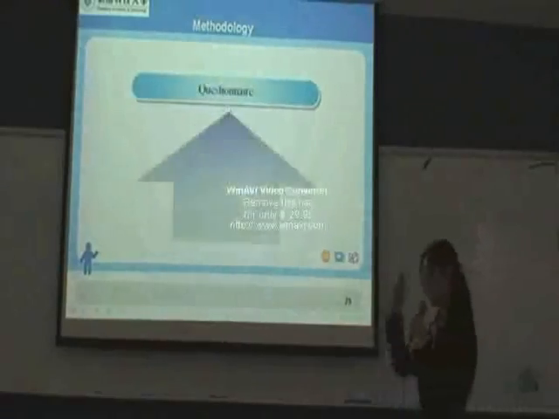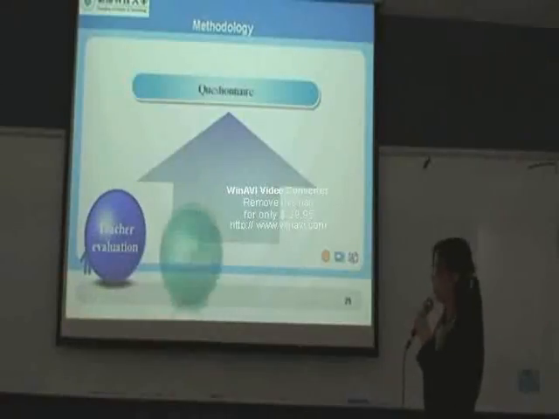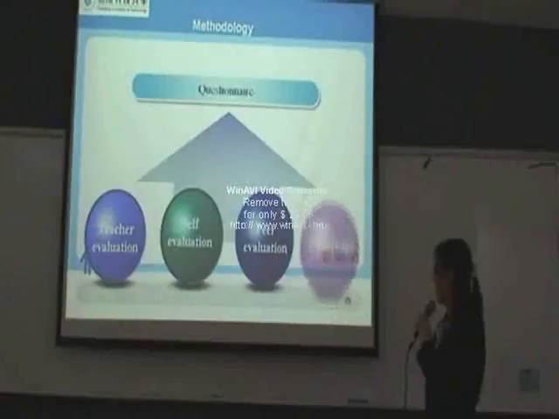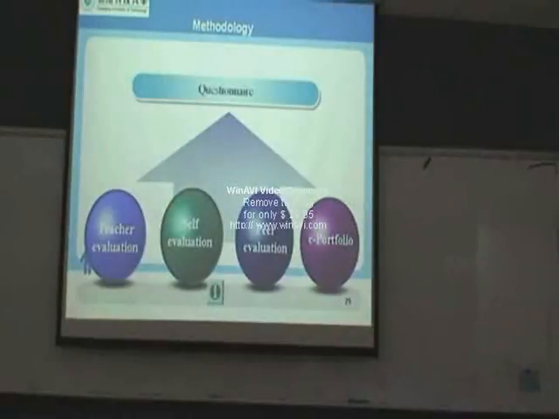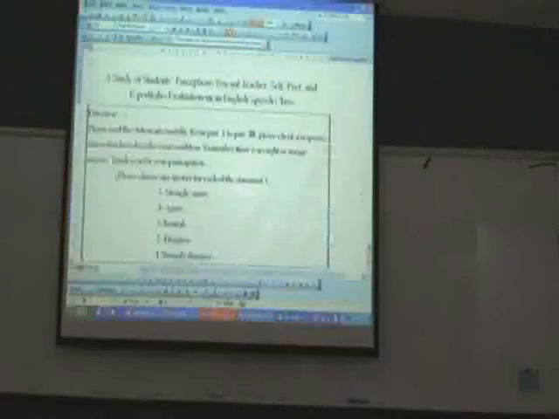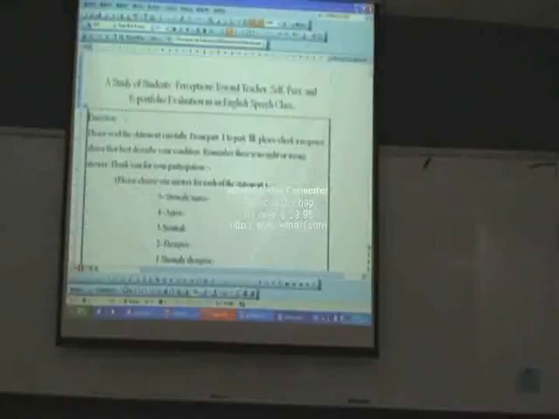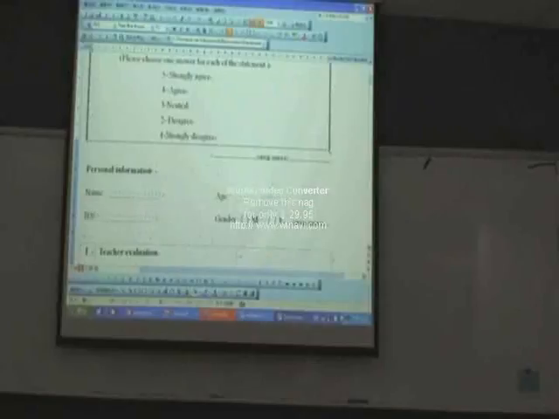The next instrument is the questionnaire. As I just mentioned, the questionnaire will contain 4 parts: first is the teacher evaluation, then self-evaluation, peer evaluation, and the final part is the e-portfolio evaluation. And here's the example. Starting at the beginning is the topic of my own study, and then the directions for the students to understand how to fill out this questionnaire. And then is the personal information.